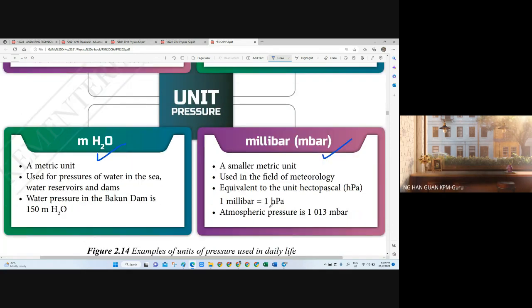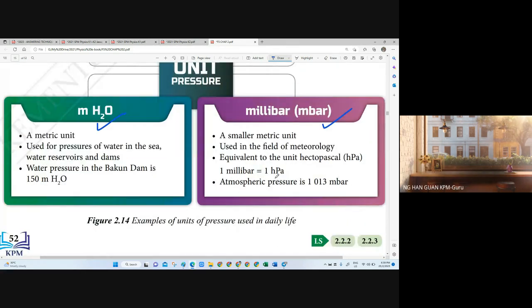So 1 millibar equals 1 hectopascal. Actually 1 bar equals 1 ATM. This one is just knowledge; SPM seldom asks about the unit of bar. Bar is actually applied in industry because our daily surrounding atmospheric pressure is 10 to the power 5 Pascal.